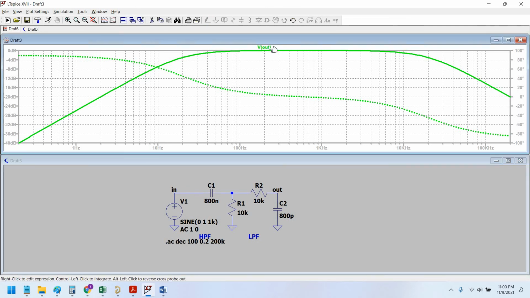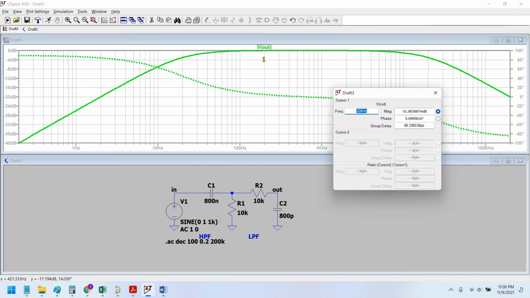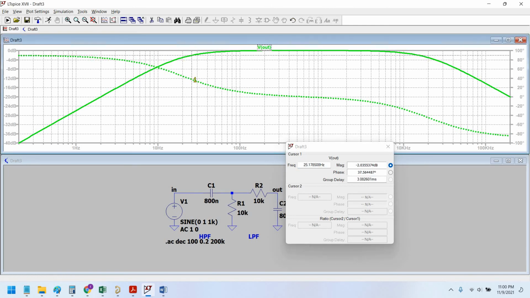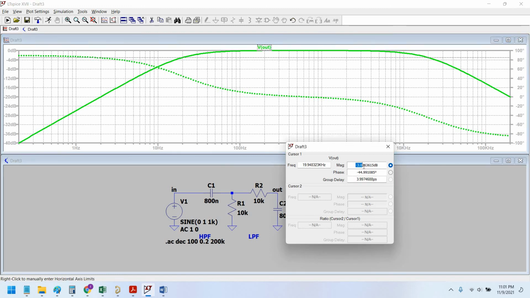Now let's check whether we got the minus 3 dB cutoff exactly at what we calculated. Please check this. As we move this cursor pointer to 20 Hz, it should be minus 3 dB. And yes, it is exactly equal to minus 3.00 dB at 20 Hz. Now this is the lower cutoff frequency, that is the high pass filter. Now for the low pass filter, the upper cutoff frequency would be 20 kilohertz. This is the 20 kilohertz frequency, and yes, it is minus 3.0 dB.